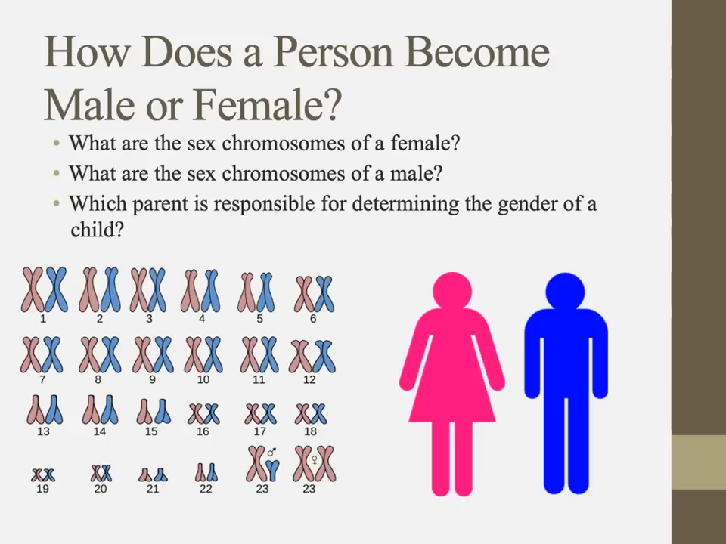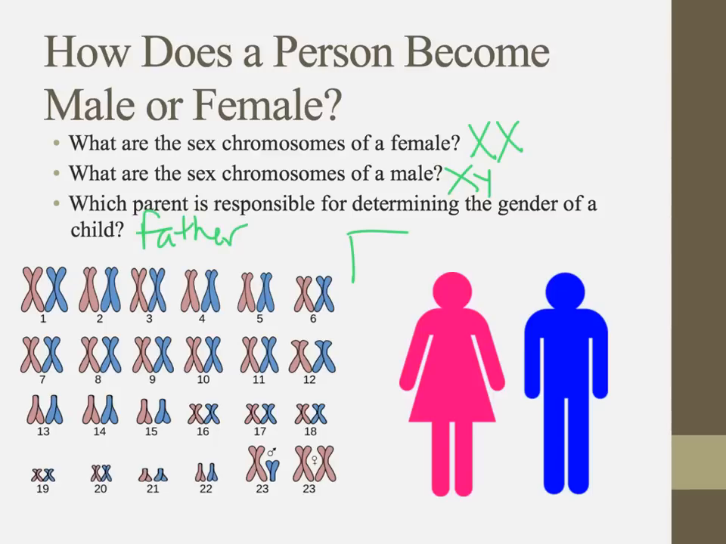So let's talk about what makes someone biologically male or female. The sex chromosomes of a female are going to be XX. We have 22 pairs of what we call autosomes, normal chromosomes that have genes for blood type, hair color, nose shape, etc. And then our last pair is our sex chromosomes. If you inherit 2 X chromosomes, you are biologically female. If you inherit 1 X chromosome and 1 Y, you are biologically male. And all of that is determined by the father.